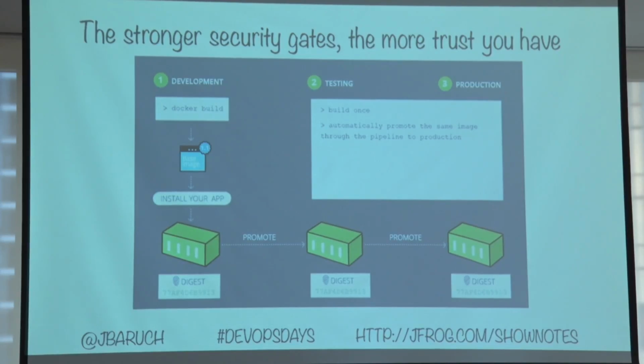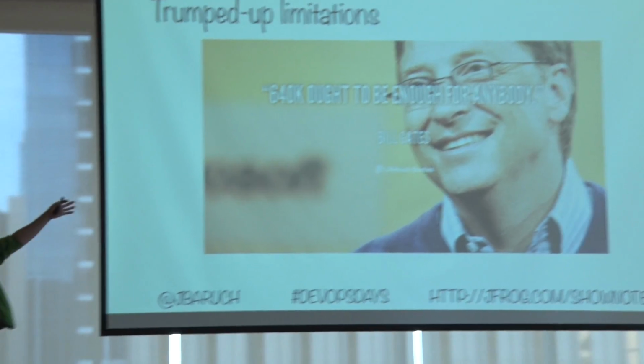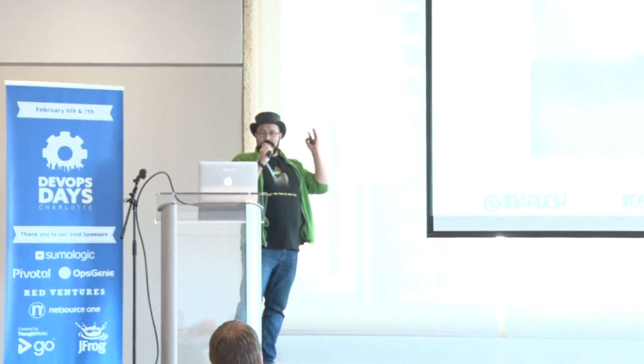So instead of building in every environment, we should promote a binary. We build it once, we have our binary, and then we promote it through quality gates from one environment to another. That's the way to go. But it's not very easy with Docker, because Docker, like this guy, has some trumped up limitations. You remember that, right? Docker has something very similar, and that's called Docker tag.